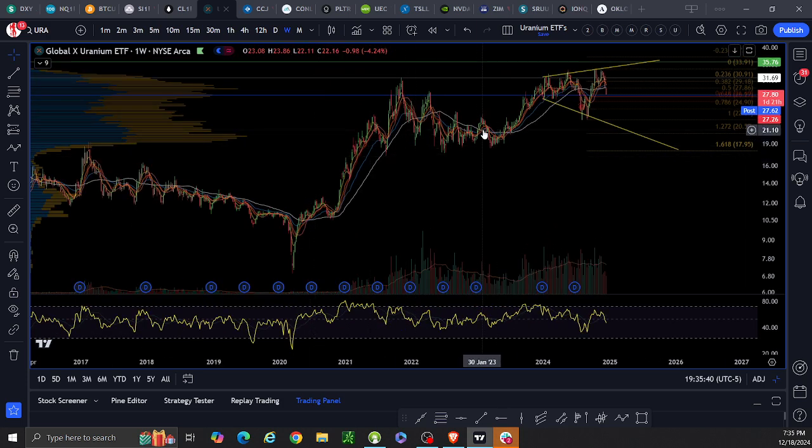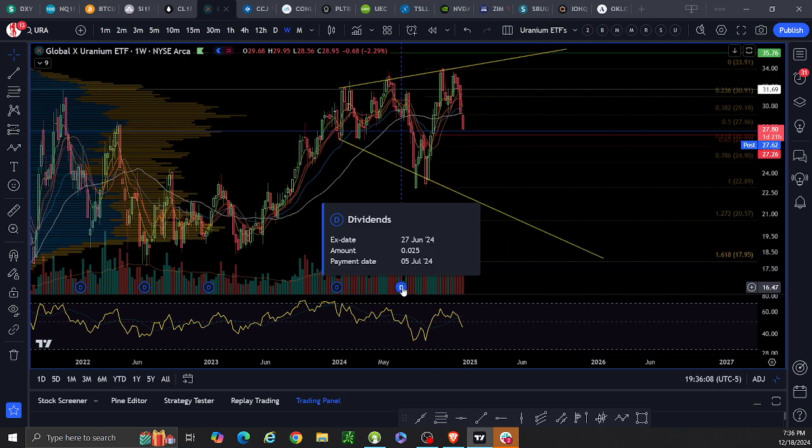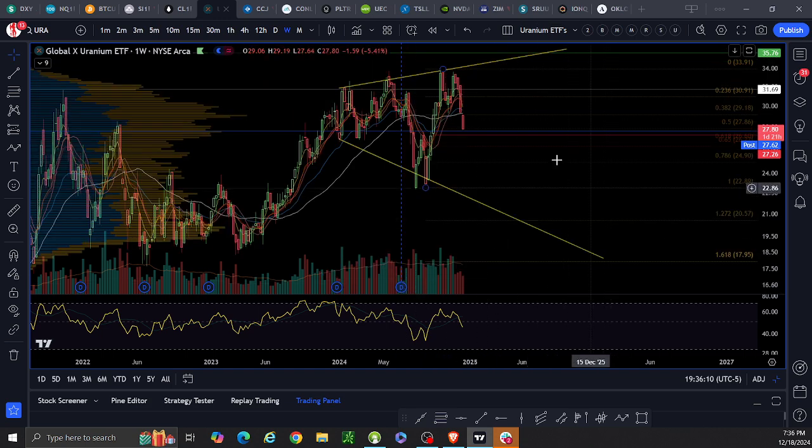Right. And this is really just URA, right? And you can see it in the volume profile. We're starting to come into a bit of an air pocket here. So yeah, there are some supports along the way. But your first red flag is going to be if we lose this level, which is 22.70, 23. That's going to be our first problem. It's going to be something that's really going to be a problem for us.